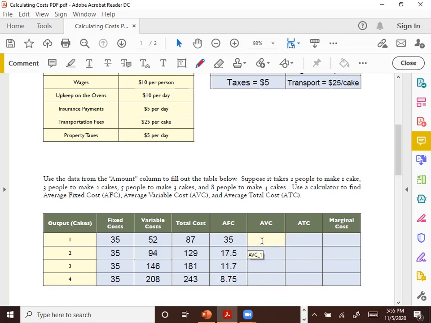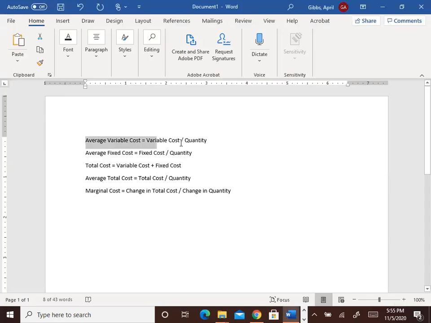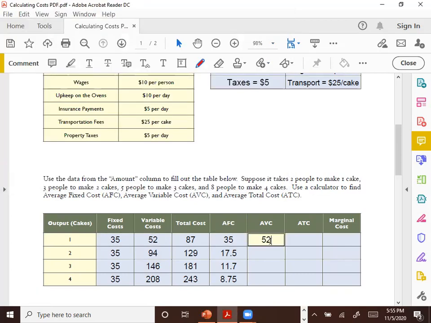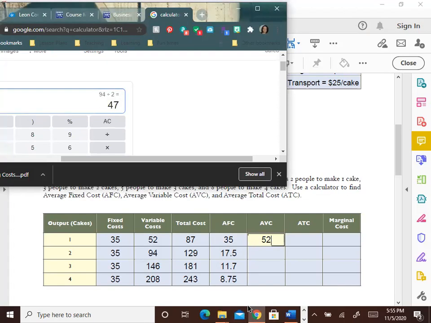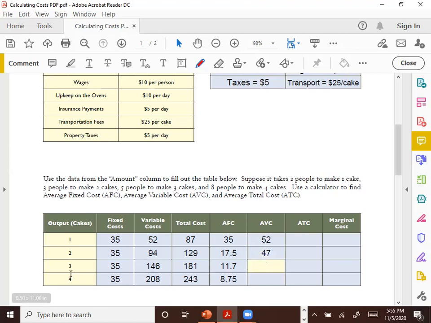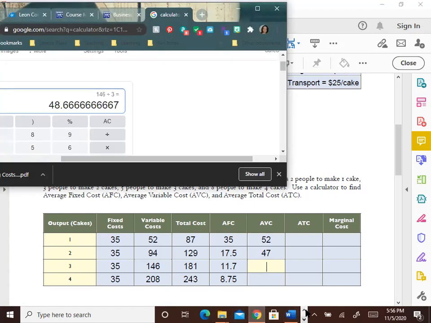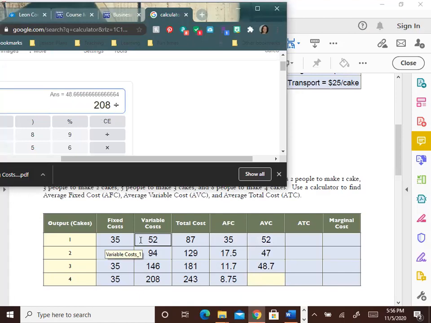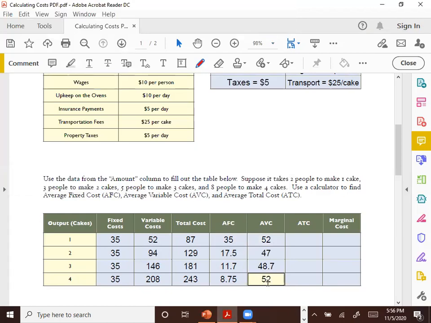So now we need to find our average variable costs. So let's look at our chart again. Average variable cost is the variable cost over quantity this time. So it's going to be this column right here divided by our output over here. So we got 52 divided by 1 is 52. Then we have 94 divided by 2, which is 47. And then 146 divided by 3 is 48.7, rounding. And our last one is 208 divided by 4, and that's 52. Oh, look, the same number to end with that we started with.